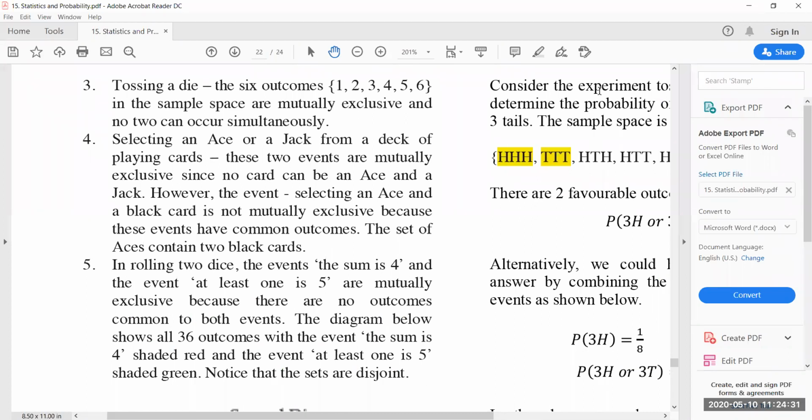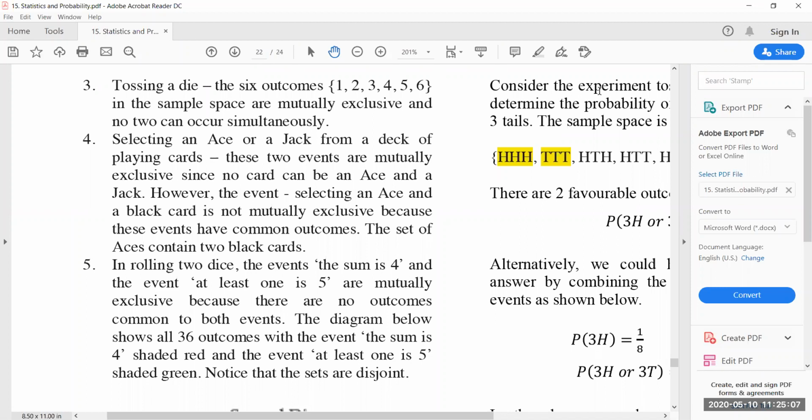Selecting an ace or a jack from a deck of playing cards, these 2 events are mutually exclusive since no card can be an ace and a jack at the same time. You can either pull an ace or a jack. You can't pull an ace-jack or a jack-ace. It's nothing like that, right? However, the event selecting an ace and a black card is not mutually exclusive because these events can have common outcomes. The set of aces contains 2 black cards. So they are not mutually exclusive. You all following?